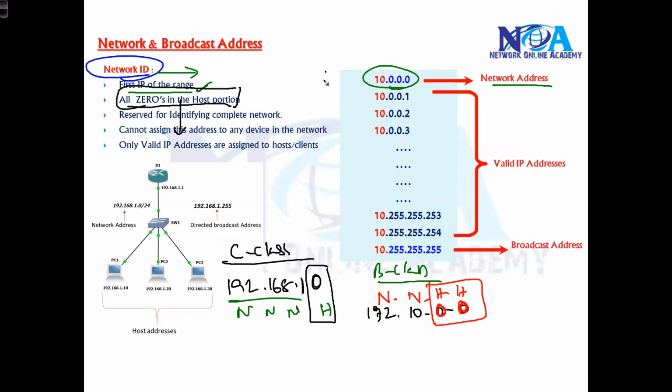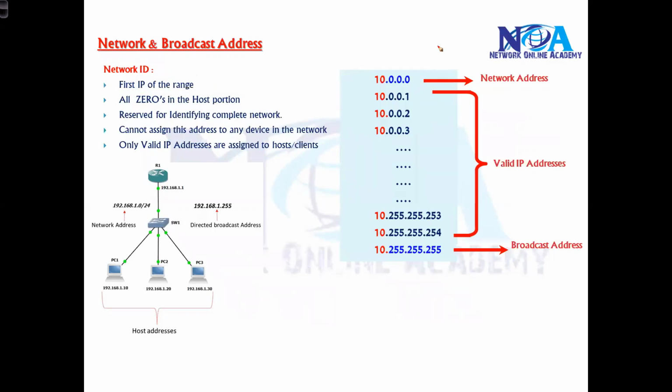Similarly, if I take any A class example, in A class we have 1 network and 3 host portions. And if I see all zeros in the host portion, that means that is a network address, the first IP of the range. Now this address, we call it a network address, and it is reserved for identifying the complete network.